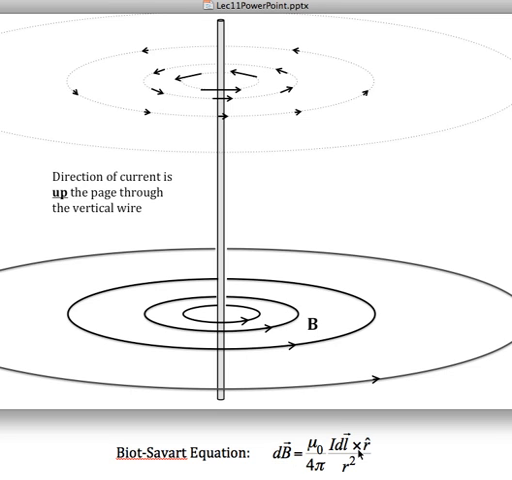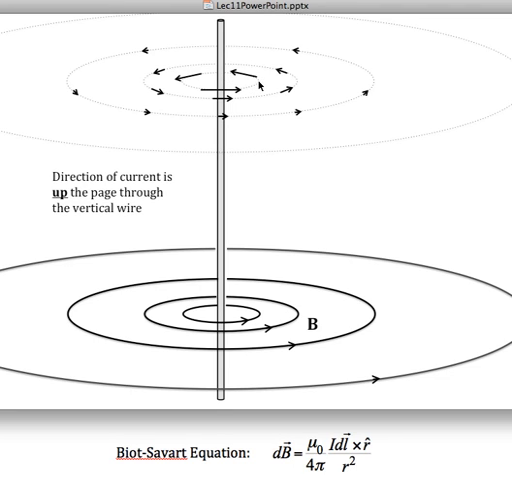It has a few pieces. The current is going up the wire. Current is I. dl is a small piece of this wire, and it has a direction, and the direction is the direction of the current. So the direction of dl is up the wire. R here is the distance from the wire. So I want to know the magnetic field way over here. R is the distance from dl.